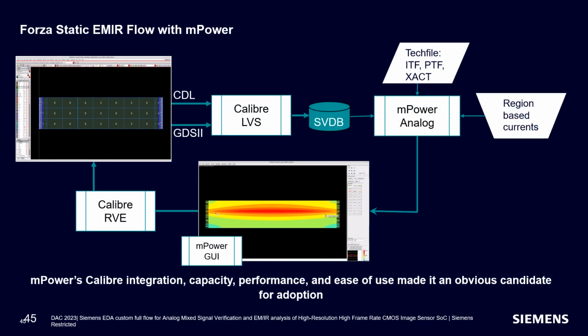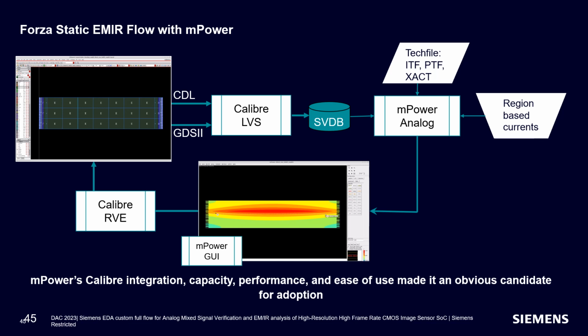So here is the setup flow with Siemens Empower. The first step is the FSDB database from the Calibre LVS clean layout can be directly imported into Empower without any manual post-processing. Then any EMIR standard files like ITF, PTF, or XACT, which are usually provided by the foundry, can be directly used for analysis. Third, the region-based or spatial current assignments can be done with providing coordinates in the script.